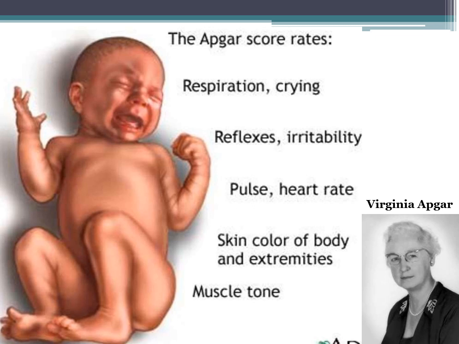Now we can see about the APGAR score. It is given by Virginia Apgar, and it includes parameters like respiration, reflexes, pulse, skin color and muscle tone. For respiration, we can see whether the baby is crying. For reflexes, whether the baby is irritable or proper reflexes are there. You should see pulse rate and heart rate, skin color of the body and color of the extremities, and muscle tone of the baby. These are the parameters you are assessing in the APGAR score, and this is given by Virginia Apgar.